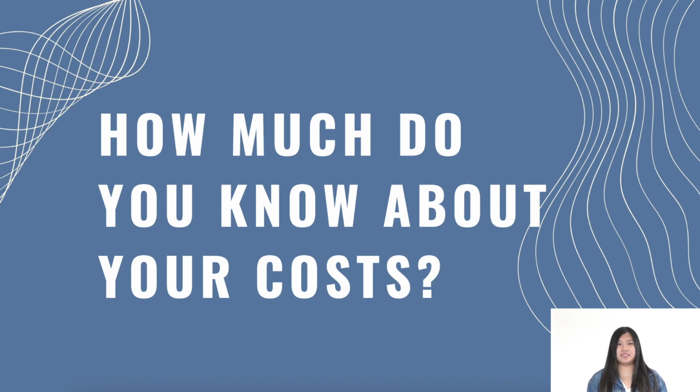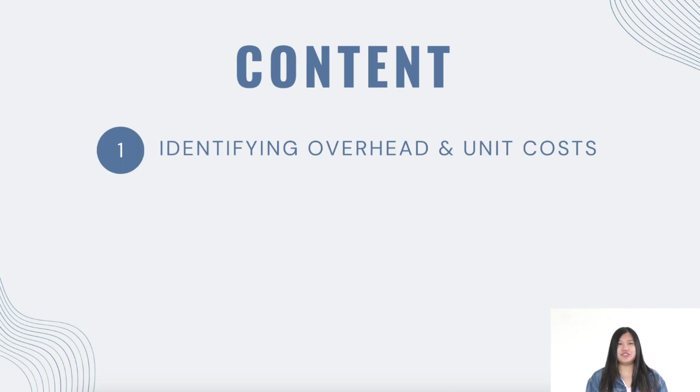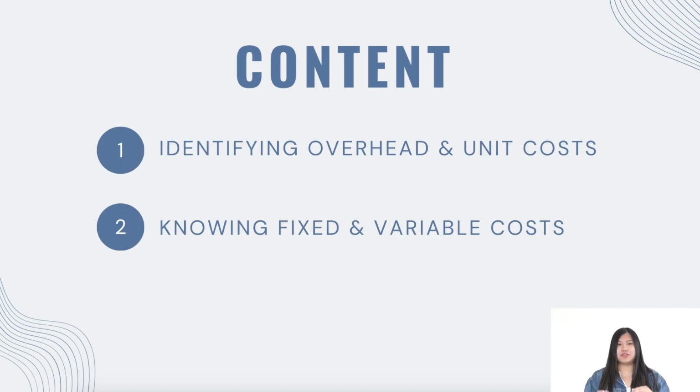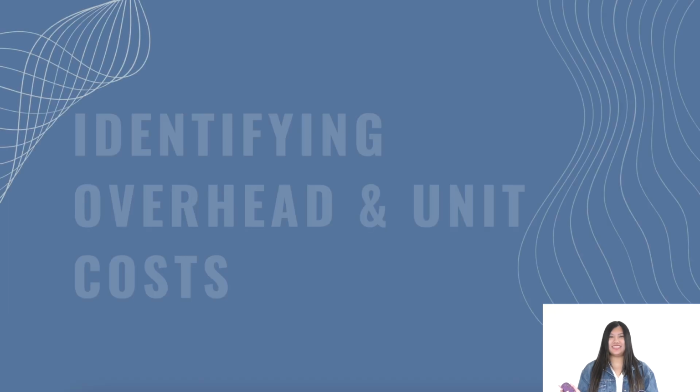about the table of contents. For today's session, we want to identify overheads and unit costs. The second thing, we're going to talk about knowing your fixed and variable costs. And the third thing will be to develop a pricing, revenue, and profit strategy. So let's get on to the session.